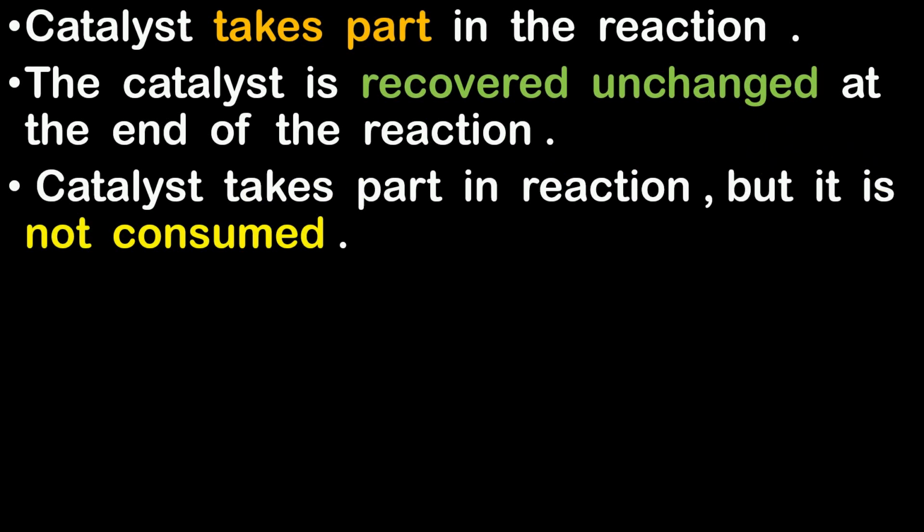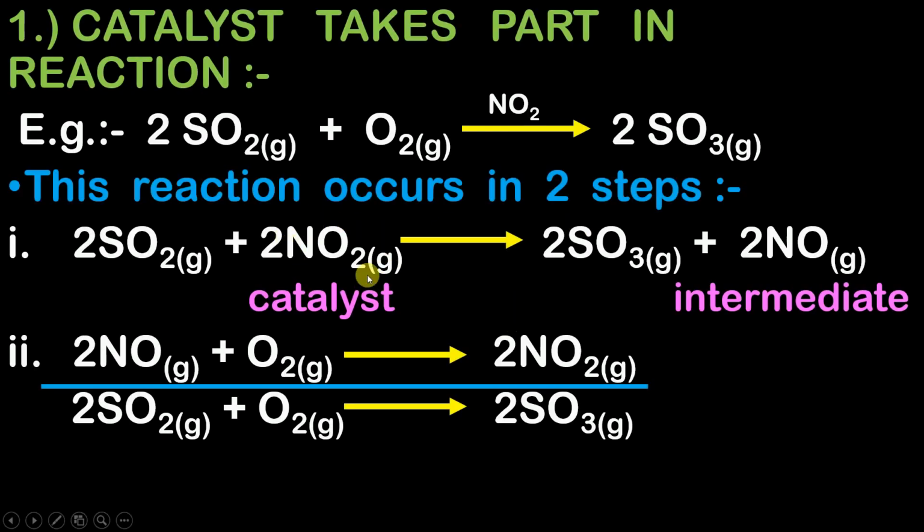Here, this is an important point. Don't get confused over here. Yes, the catalyst takes part in the reaction. It does get consumed in the first step, but by the time the second step is over, the catalyst is regenerated, which means that we get back our consumed NO2, that is our catalyst. So overall, there is no loss of NO2, which means NO2 is not being consumed. It was consumed in the first step, but in the second step we got it back.